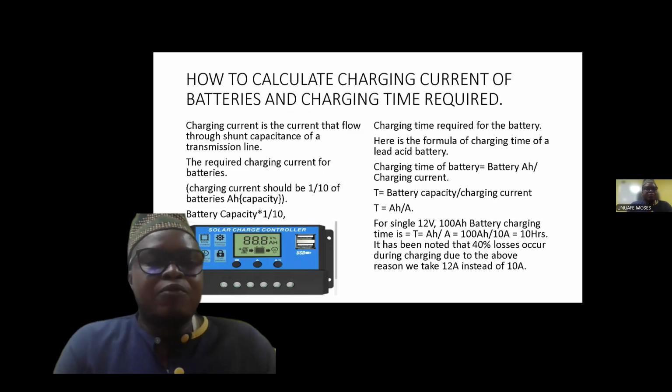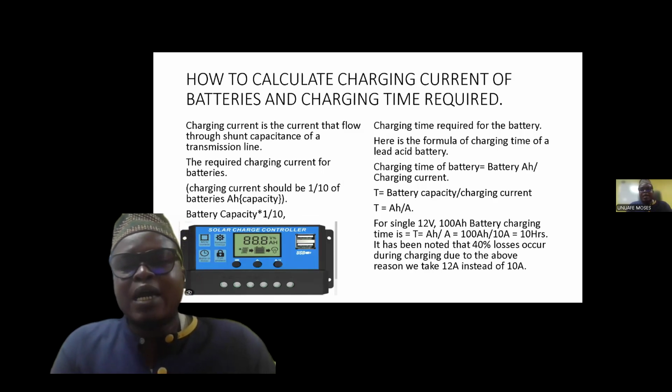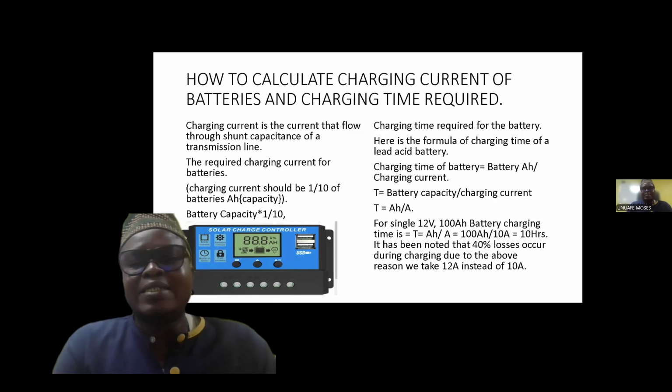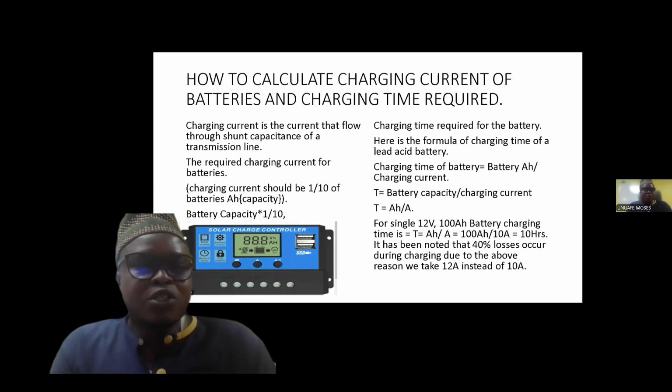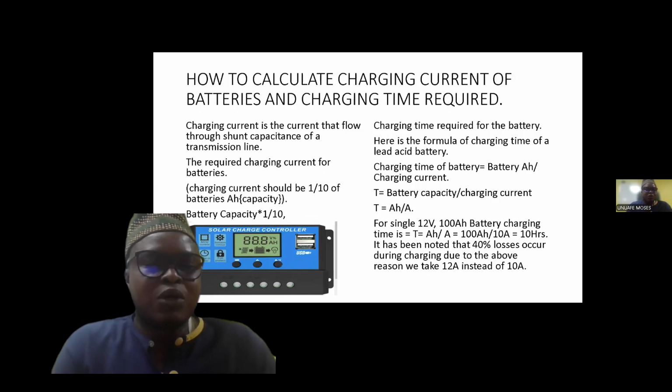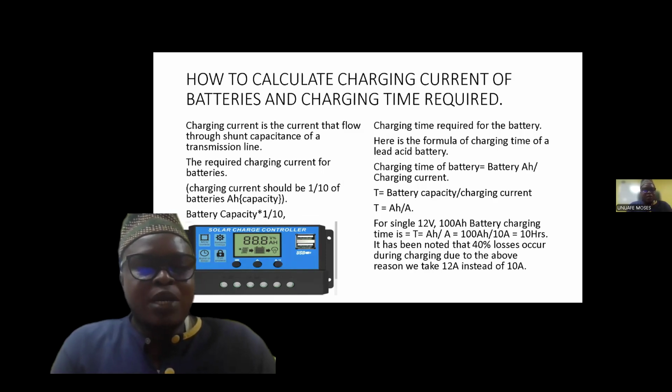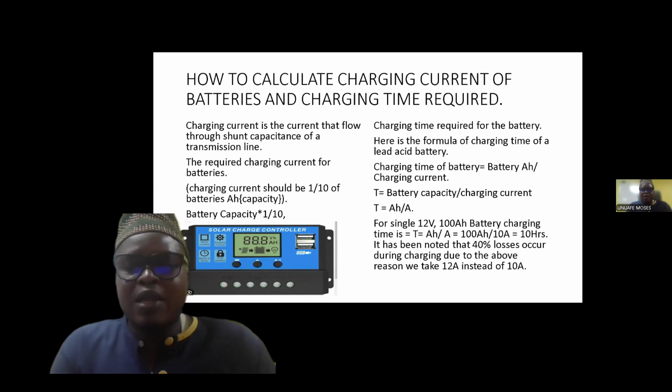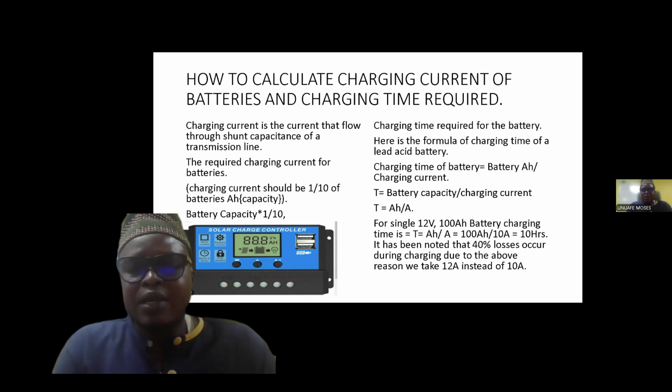Now, we are not going to stop there. First, we need to know how to calculate our charging current of a battery and the charging time required. For us to calculate the charging current of the battery, first we need to know what charging current is. Charging current is a current that flows through a shunt capacitance of a transmission line. The required charging current for a battery is the reciprocal of 10. So assuming that the battery capacity is 100 AH, multiplying by the reciprocal of 10 is going to give us 10 hours.